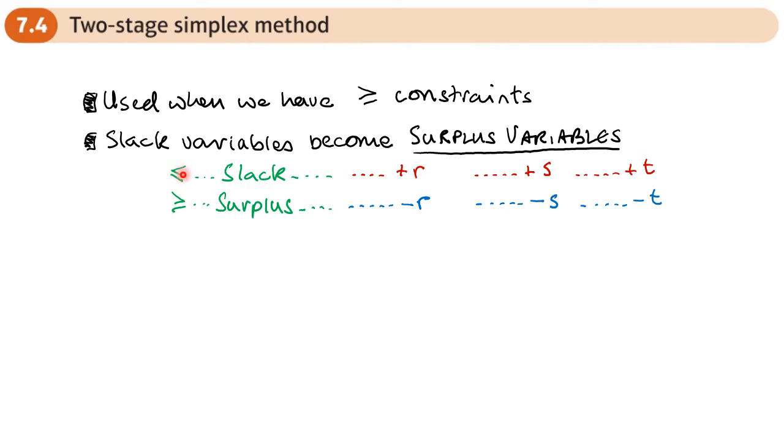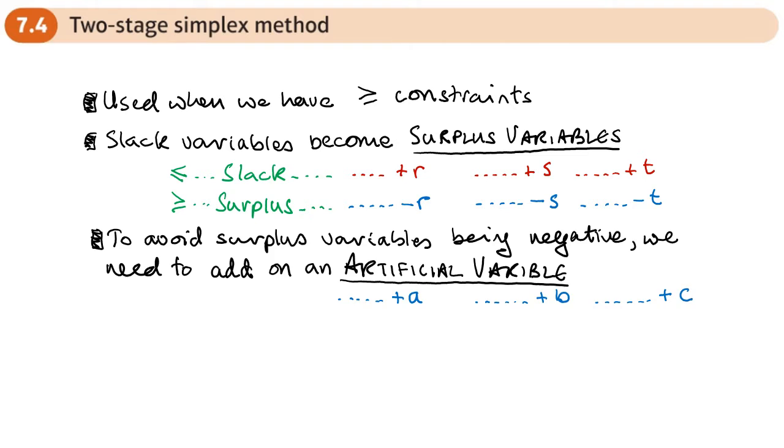Okay, now first we need to note is that slack variables now become surplus variables. So when we have less than or equal to in our constraint, we have slack variables, so we add the slack variables on. When we have greater than or equal to, we have now surplus variables, and these get subtracted from the inequality to make it become an equation.